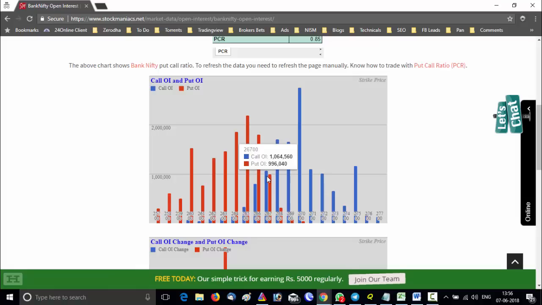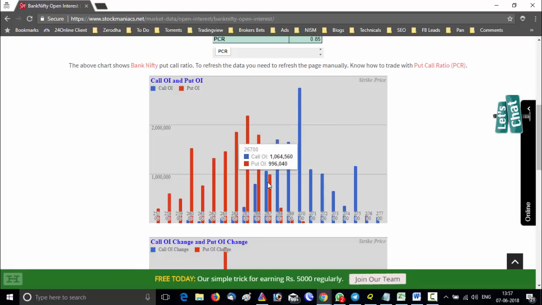So call and put are almost the same, and once again at 26,600 the put open interests are higher. So we can see that Bank Nifty open interests are higher at put at 26,600 and calls are higher at 26,800. So we can almost say that Bank Nifty is going to expire between this zone. The maximum upside of Bank Nifty is 26,800 and the maximum downside is 26,600.